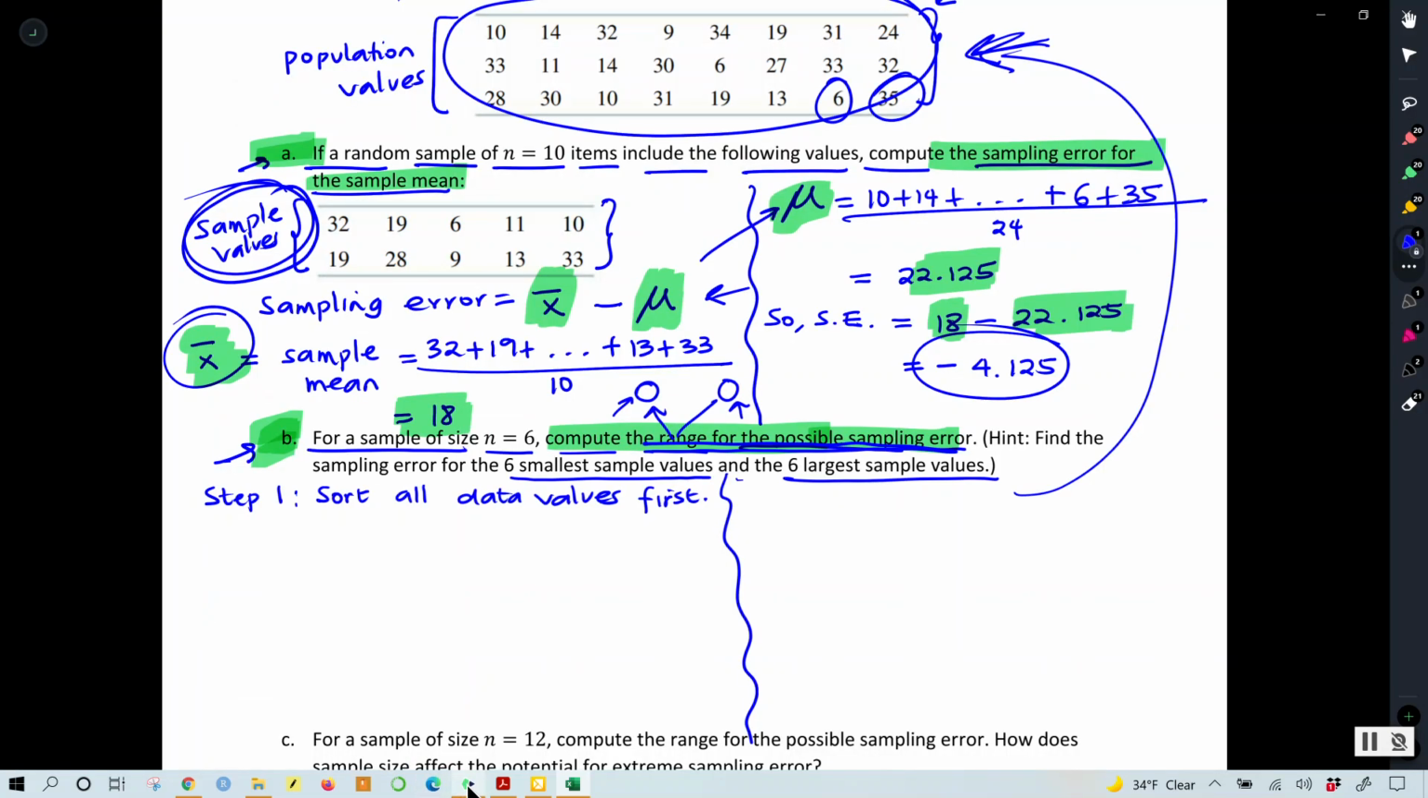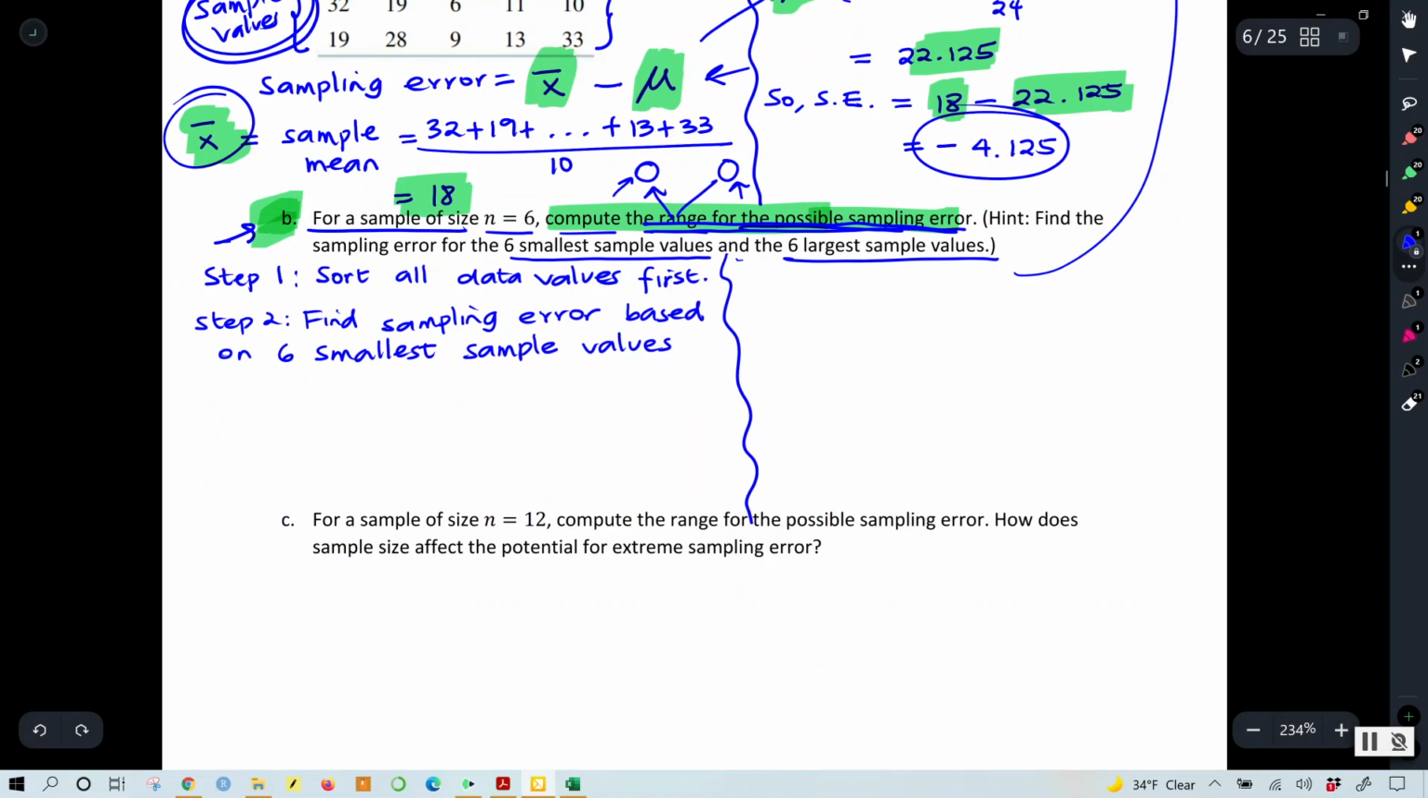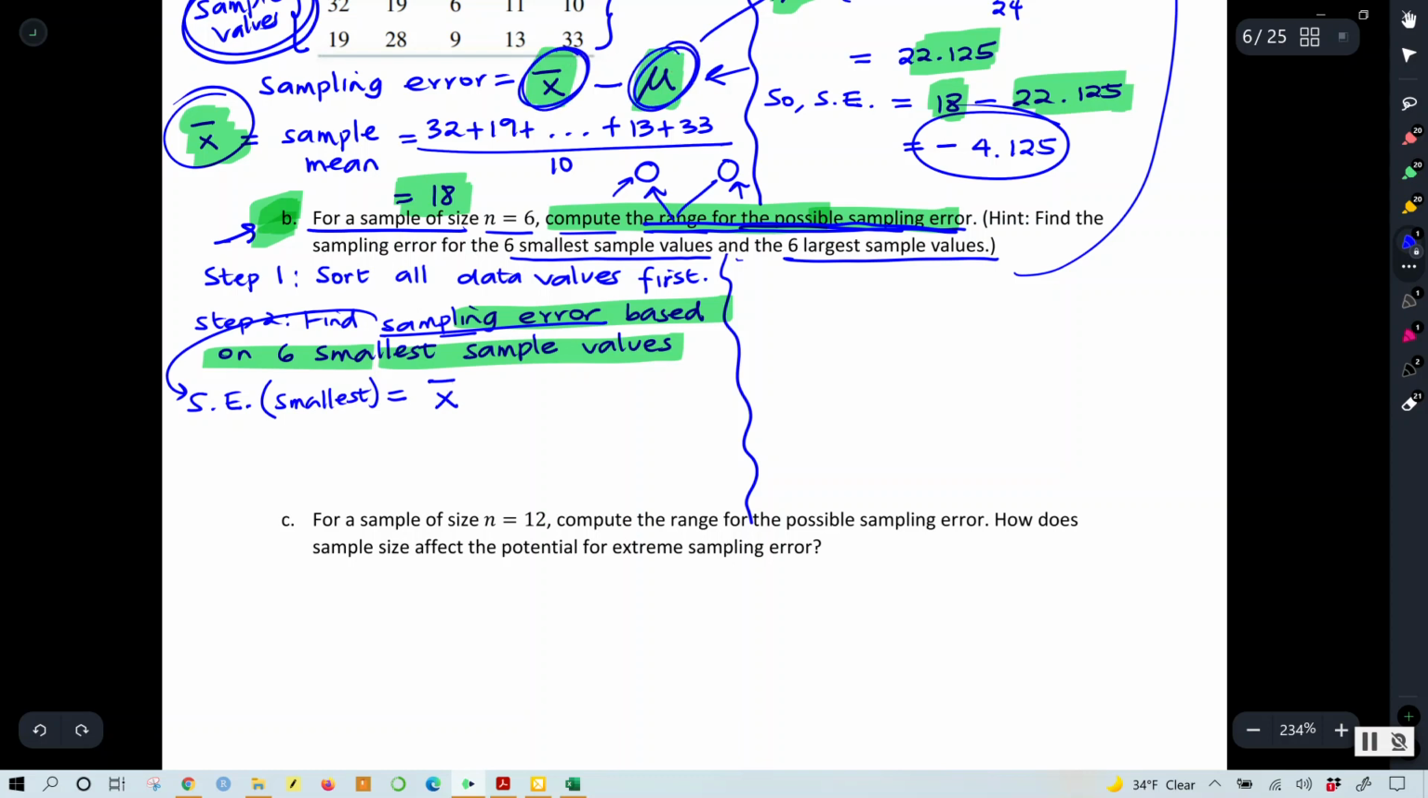Now we continue. Step 2 would be to find the sampling error based on the 6 smallest sample values. How do we do that? I'm going to call this the sampling error of the 6 smallest values. Remember, sampling error is always the sample mean minus the population mean. So it will be the sample mean of the 6 smallest sample values minus the population mean.